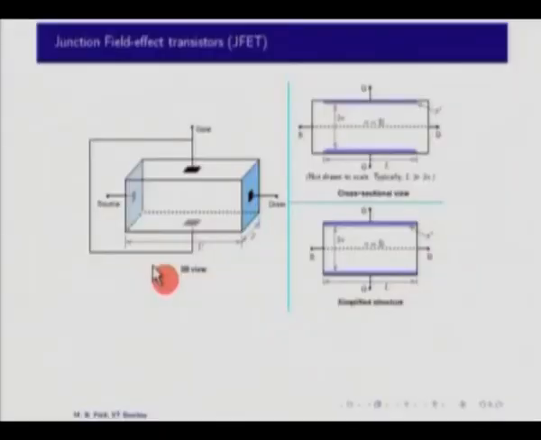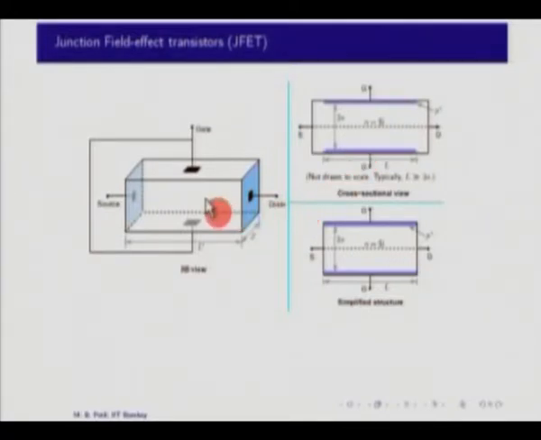Okay, so now we proceed to the structure of a junction field effect transistor, and again it's better to show a three-dimensional view first so that the students get an idea of what a real structure looks like, and then you can go to a cross section. If you directly jump to a cross section, students often get confused. They don't know what it looks like in 3D.